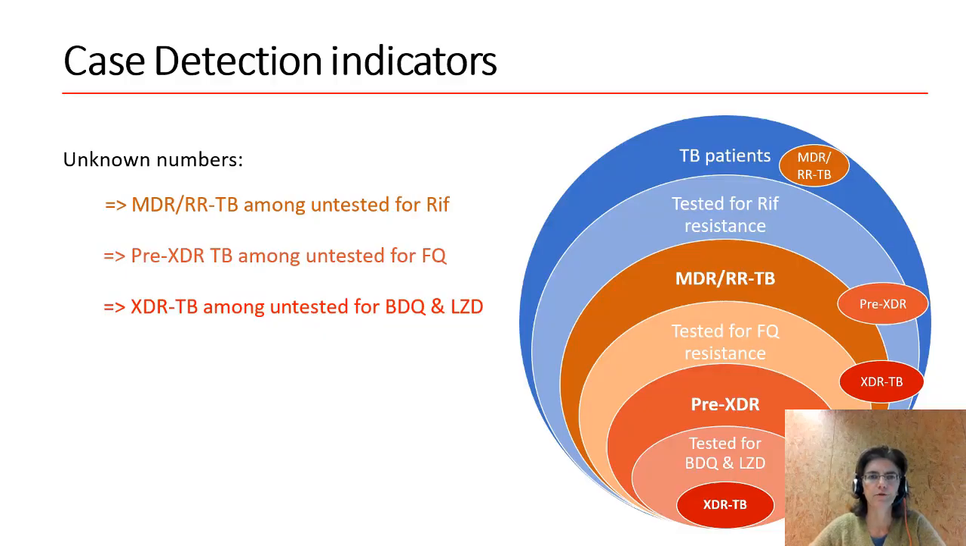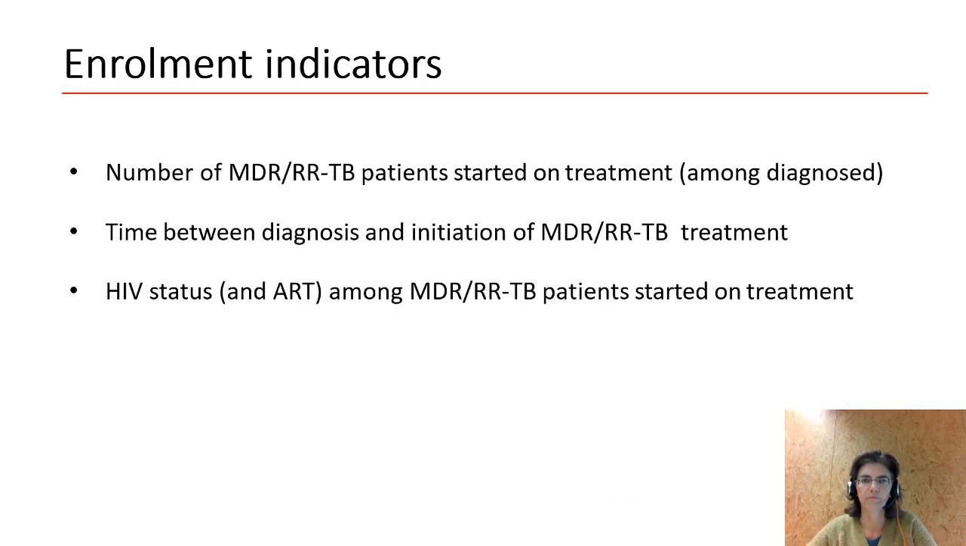However, these indicators do not capture information among patients not tested for resistances. So, for example, we will not know the number of MDR TB patients among those who have not been tested for rifampicin, or the number of pre-XDR among those not tested for fluoroquinolones, or XDR among those not tested for bedaquiline or linezolid resistance.